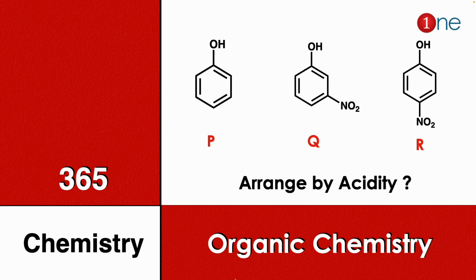Organic chemistry questions for you. Here you have three different phenols. P is phenol, Q is meta-nitrophenol, R is para-nitrophenol. You should arrange these compounds by their acidity order.